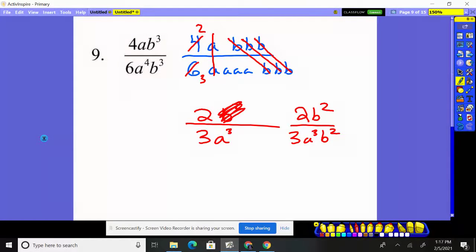And y'all will leave the answer like that. And you say, oh, that's simplified. No, because these still should have been taken care of. So when you look at your final answer, and this is what I tell you, make sure that when you look up top and down bottom, there's not a common variable, because if there is, you haven't simplified all the way.